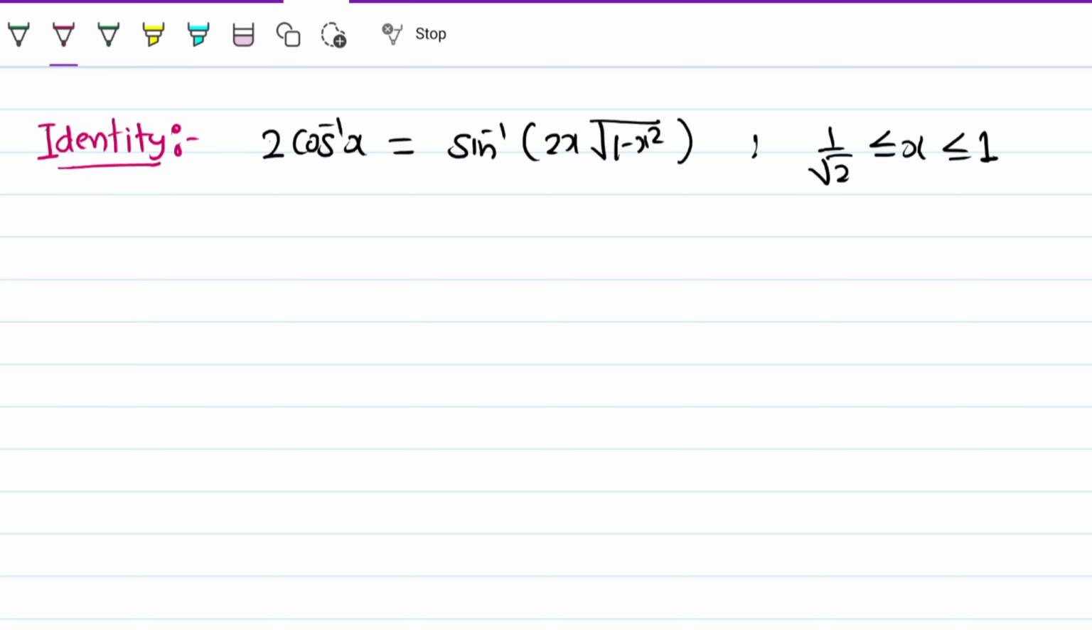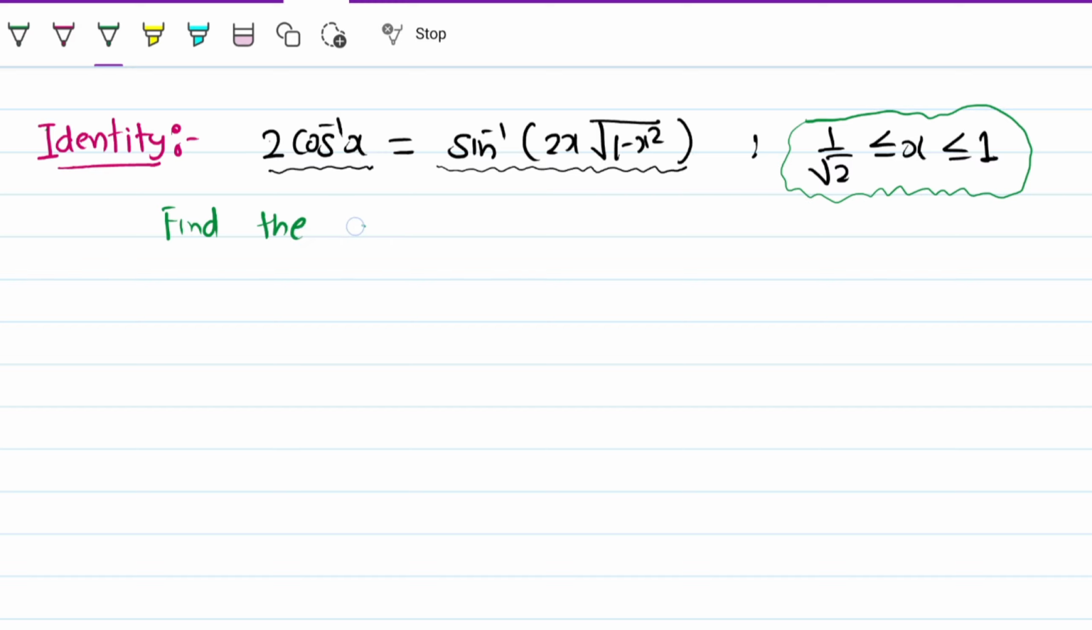Okay, so what is this question? Question is, given the identity 2 cos inverse x equals sine inverse 2x root 1 minus x square, this is true only if x is greater or equal to 1 upon root 2 and lesser or equal to 1. This question also can be asked like this: find the domain of this identity. This identity is only true if x is greater or equal to 1 upon root 2 and lesser or equal to 1. Okay, so let's start this.